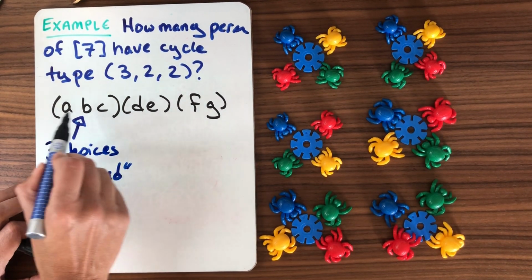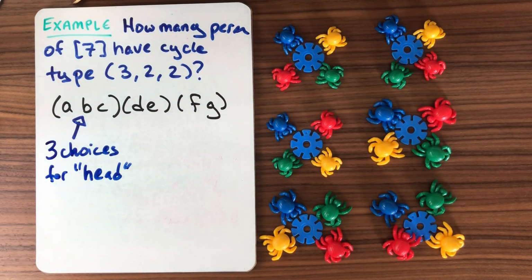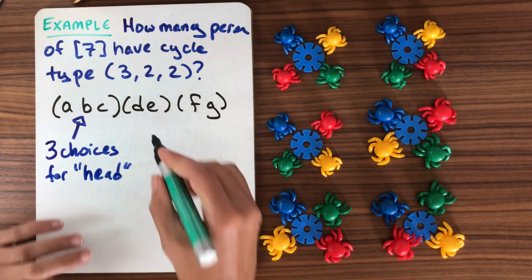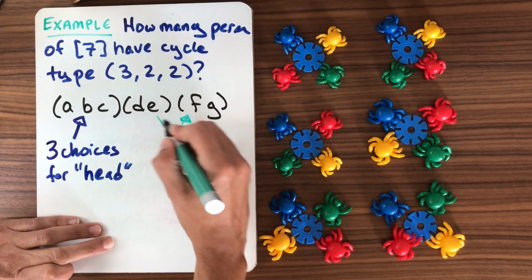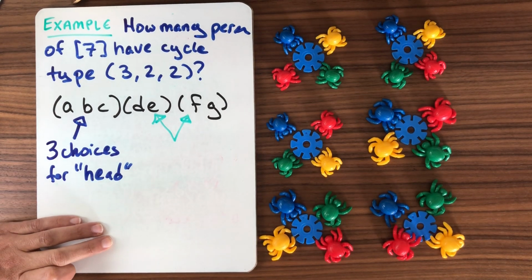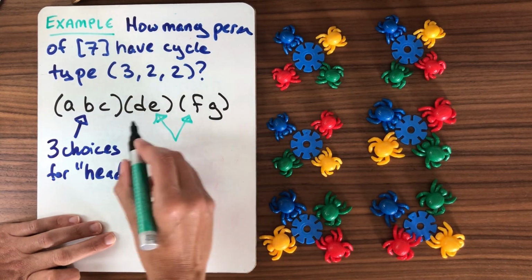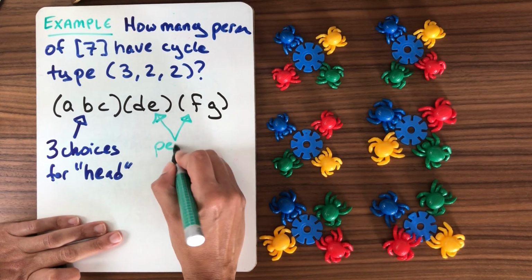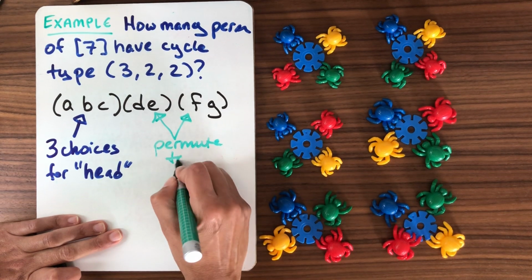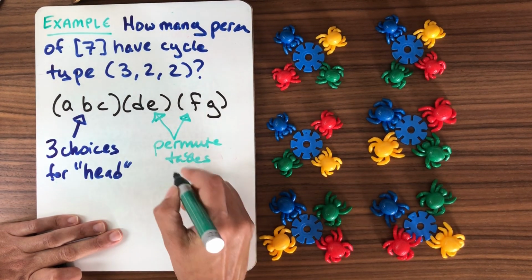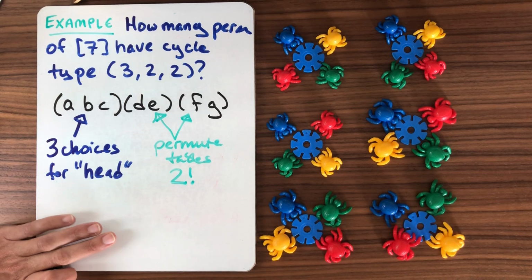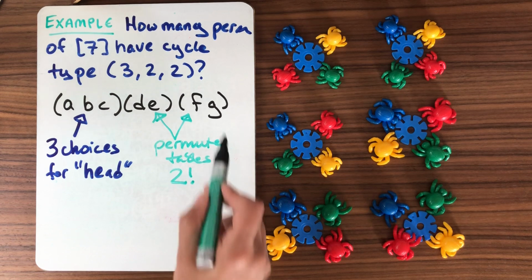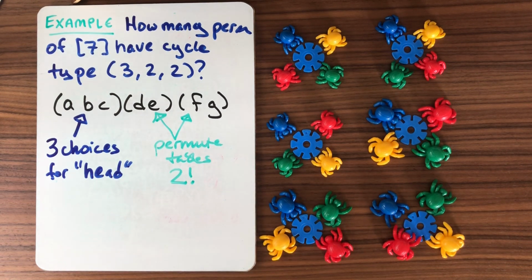3 choices for which letter begins this cycle, okay? And of course, for these guys, I'll have 2 choices and 2 choices as well. But then think about this. These are sort of 2 tables that have 2 people at them, right? 2 tables with 2 people. It doesn't matter which order these tables show up in, right? So here, I can permute the tables. I can permute all the tables that are the same size, and it doesn't really change what's happening. So if I put FG here and DE there, it's the same permutation. So there are 2 factorial ways to do this.